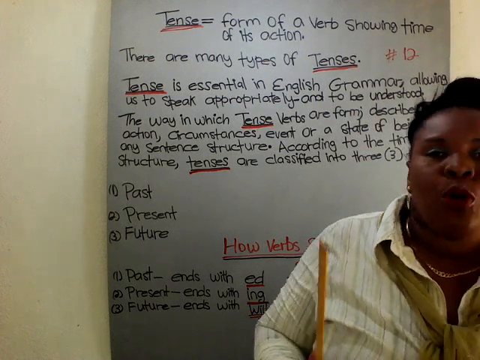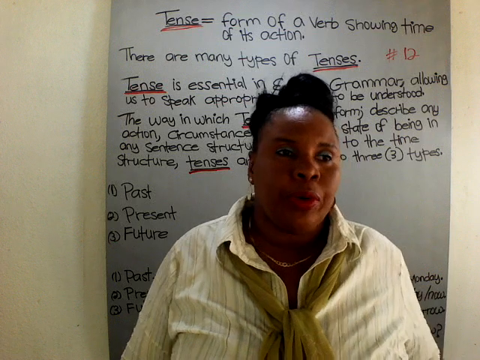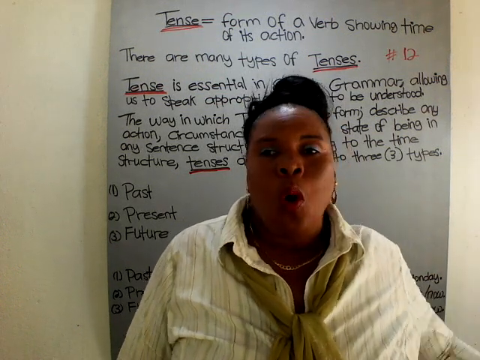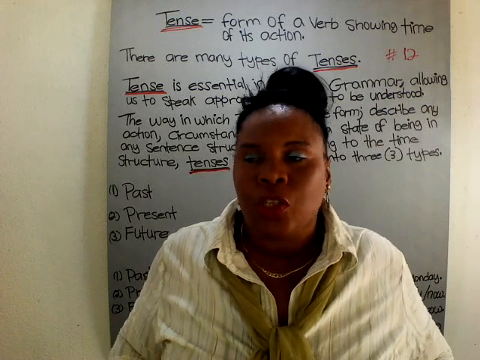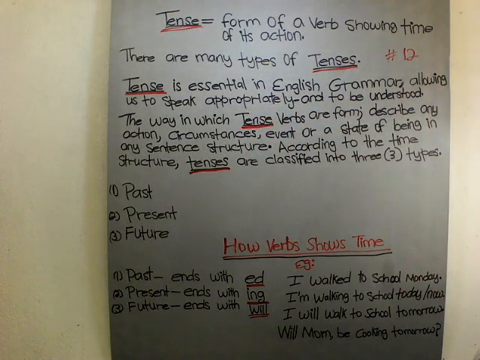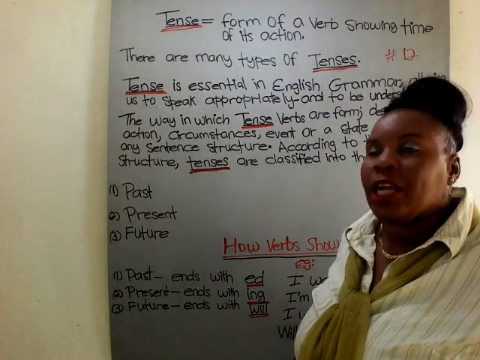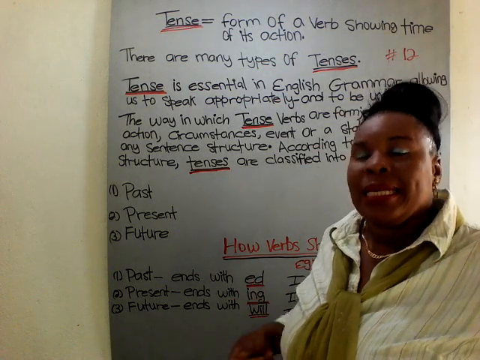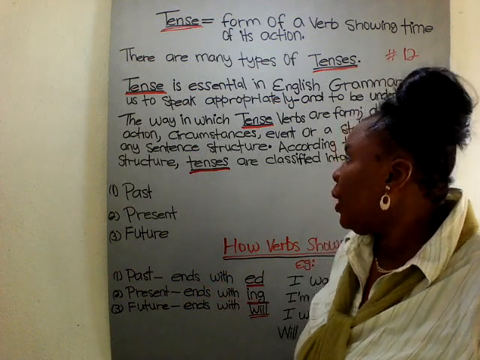So verb, verb is what? It's an action word, right? Whether you walk, you run, you jump, it's an action word. In English grammar, when you talk about a verb, you're talking about an action word. When you're talking about a noun, you're talking about a place, person, animal, or thing.